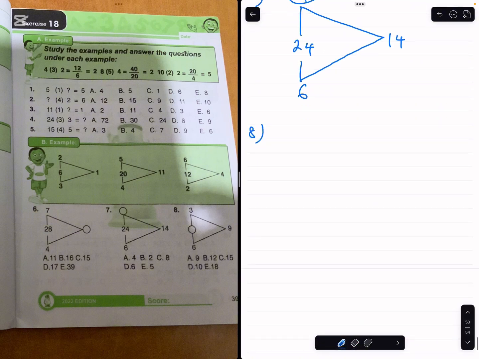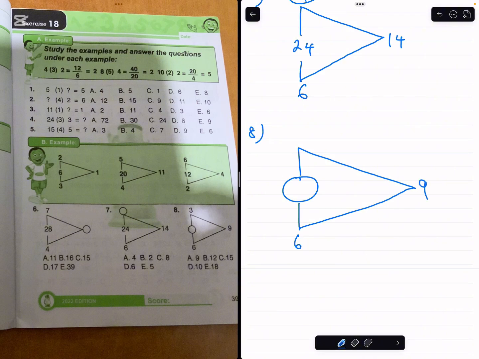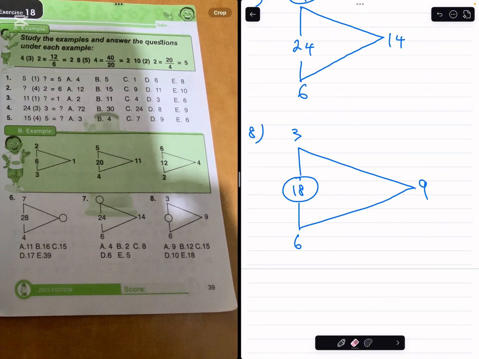Number 8. The number here is missing. This is 6. This is 9. And this is 3. So 3 plus 9 plus 6 will give us the answer. So 3 plus 9, 12. 12 plus 6, 18. So the missing number is 18. And that's it. Very, very simply.